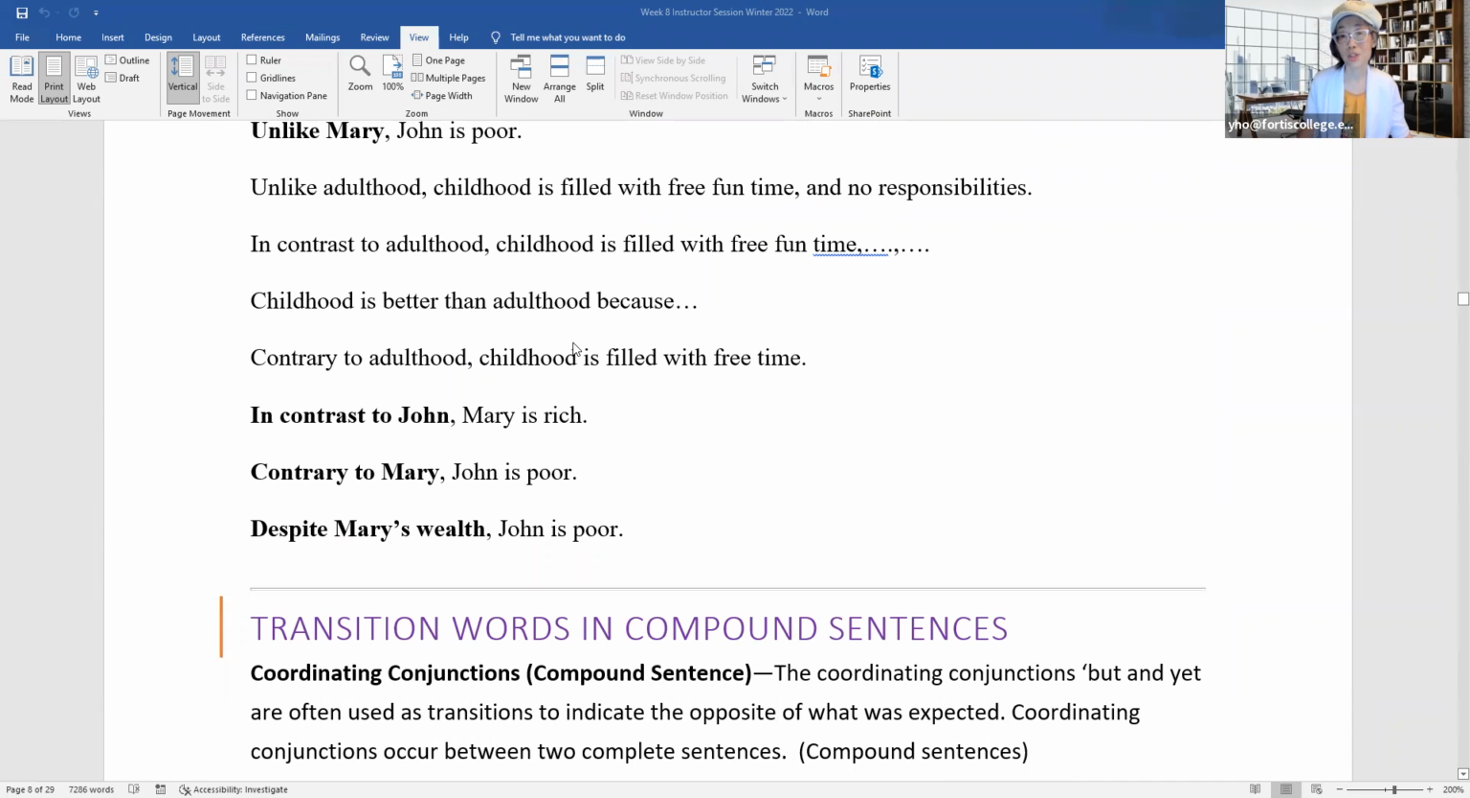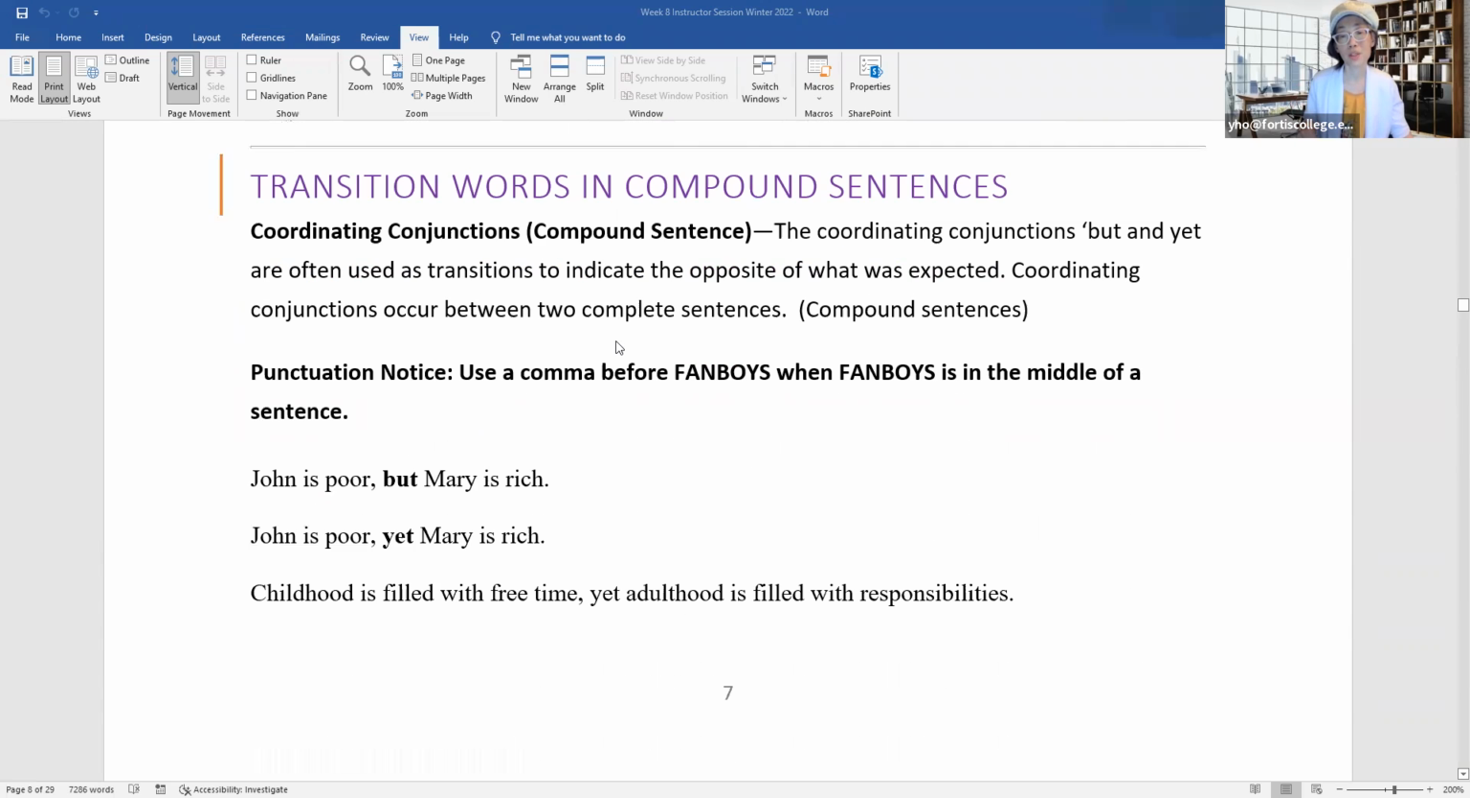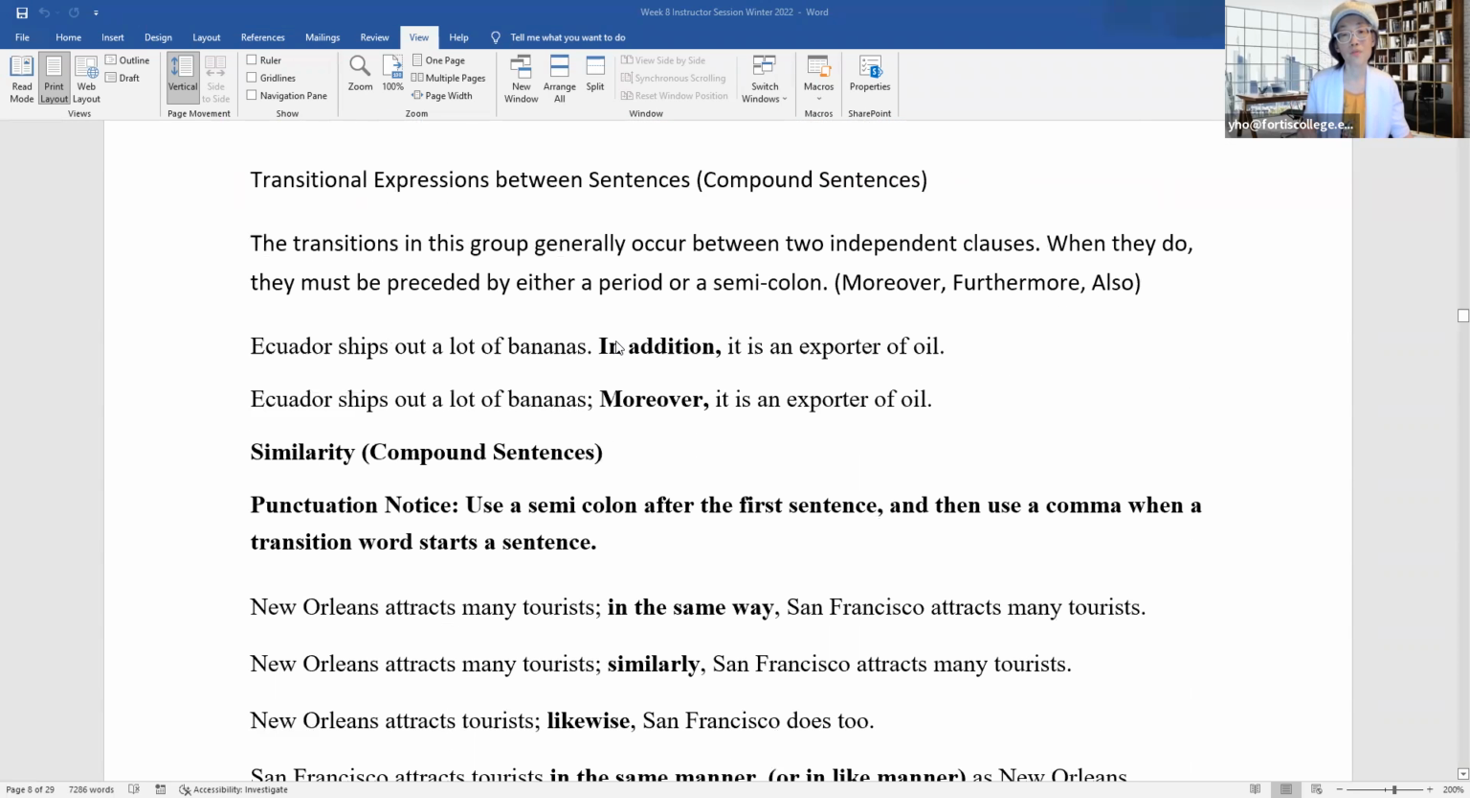In contrast to John, Mary is rich. And then here you have two different sentences. Ecuador ships out a lot of bananas. So that's one sentence. In addition, so instead of saying and, you can use a transition word of addition, comma, it is an exporter of oil. Ecuador ships out a lot of bananas. Moreover, it is an exporter of oil. And don't forget to put the comma after the transition word.